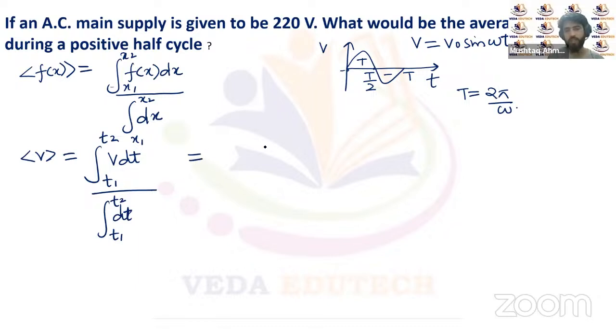Now from here you can see the value of V is given as V naught sine of omega t, at dt.